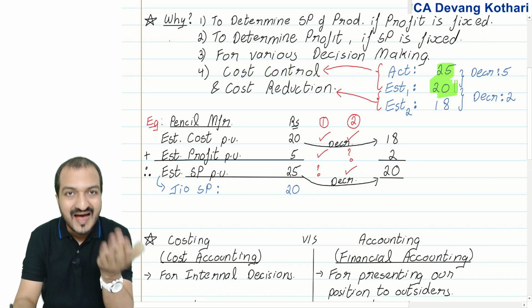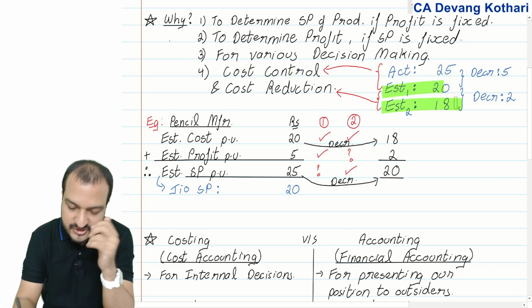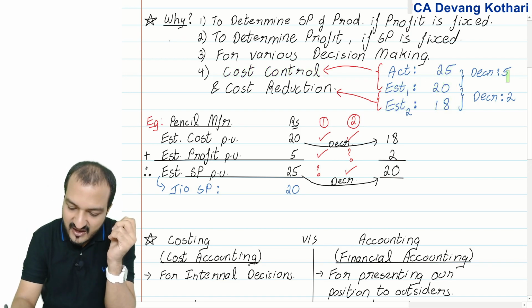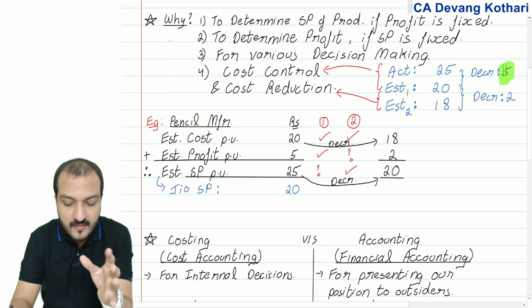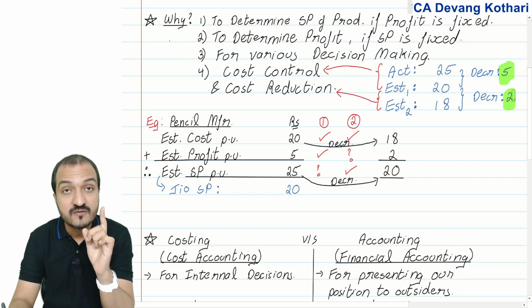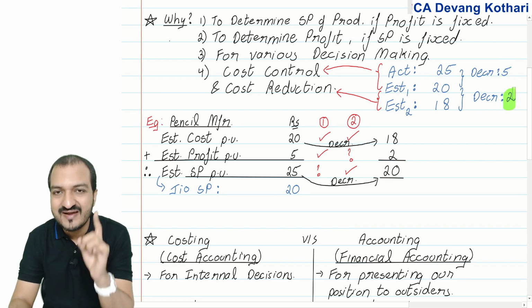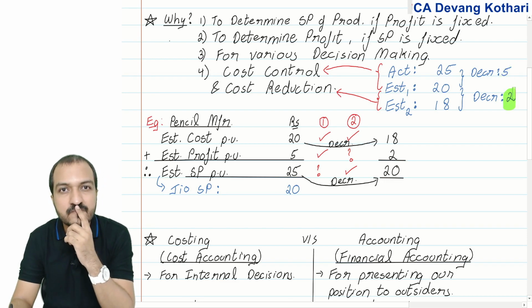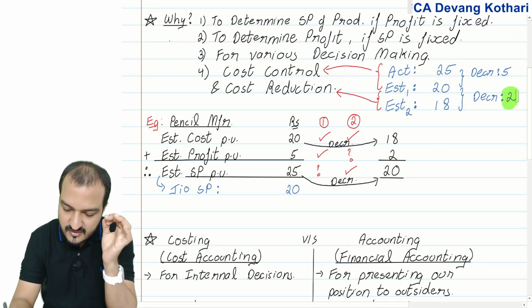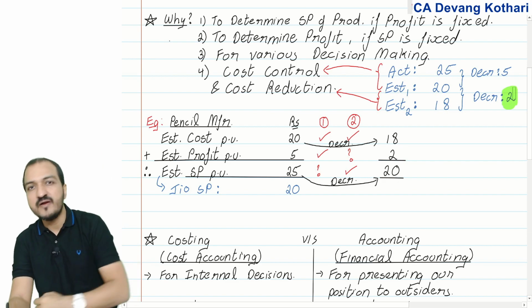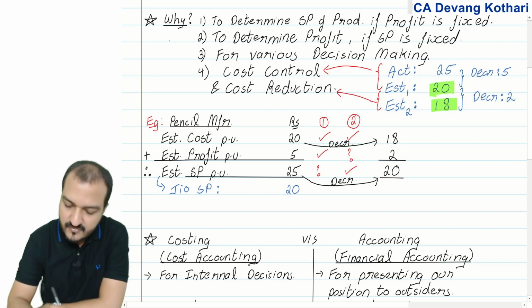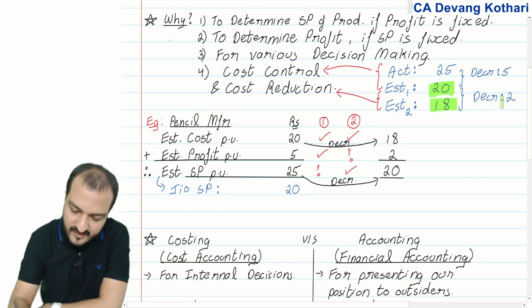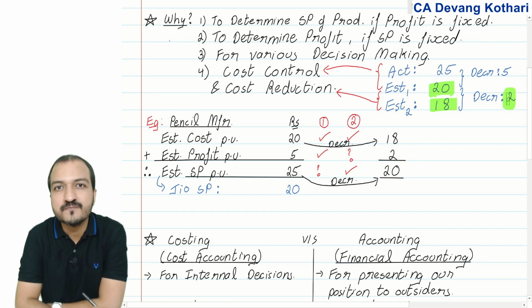You tell me, how will you do cost reduction? Chalo, this 5 rupees you can decrease by preventing your mistake. Can you decrease this another 2 rupees by preventing mistake? Can that be done by preventing mistake? No. Then tell me how to decrease that 20 to 18. How to decrease that 2 rupees.